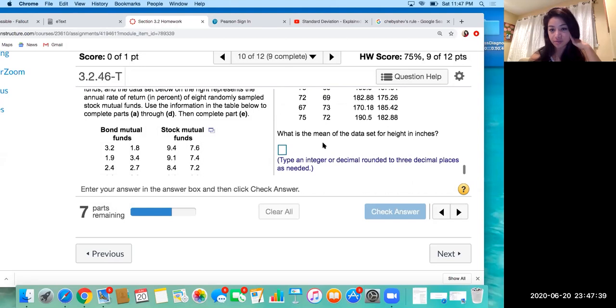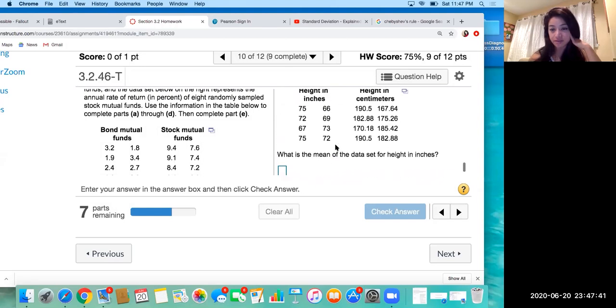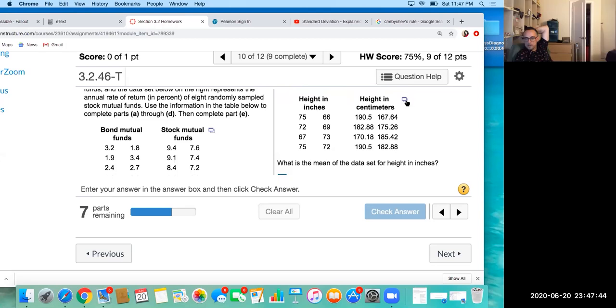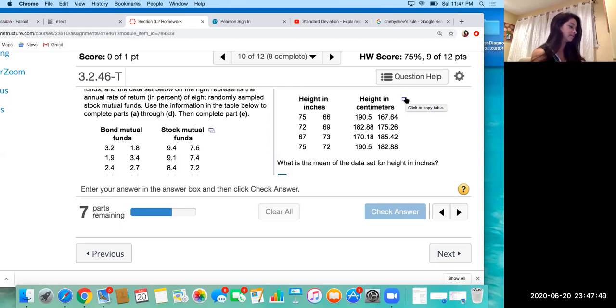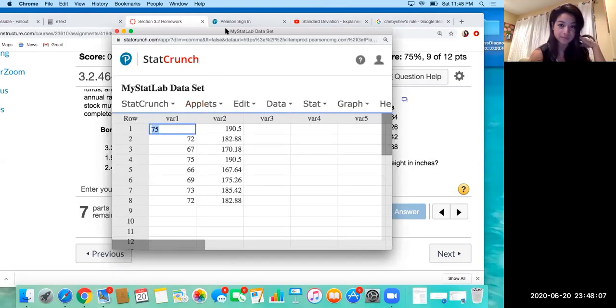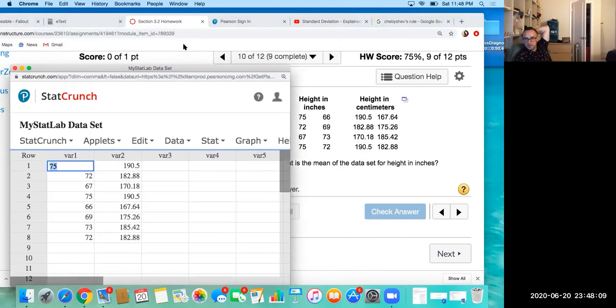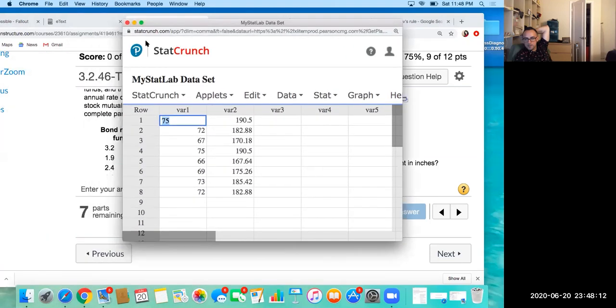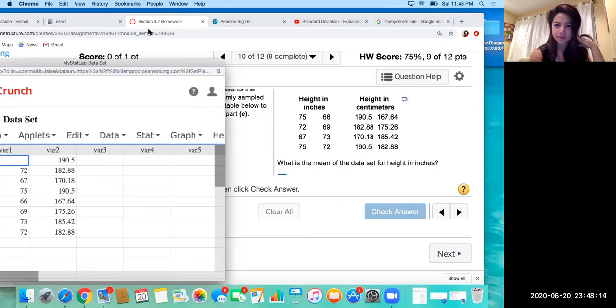Okay, so I'm going to continue to see the second. What is the mean of the data set for the height in inches? Yeah. Okay. I need to write my stuff down too. Don't worry, I'm not going to write the whole thing down. Okay. It's probably going to ask me for both, huh? I should just do both. Maybe. It's asking me for the mean.